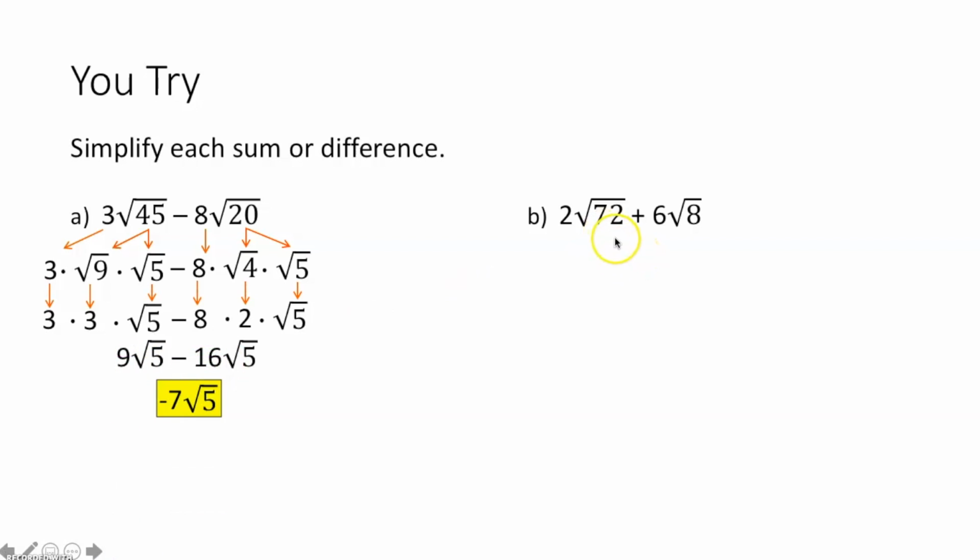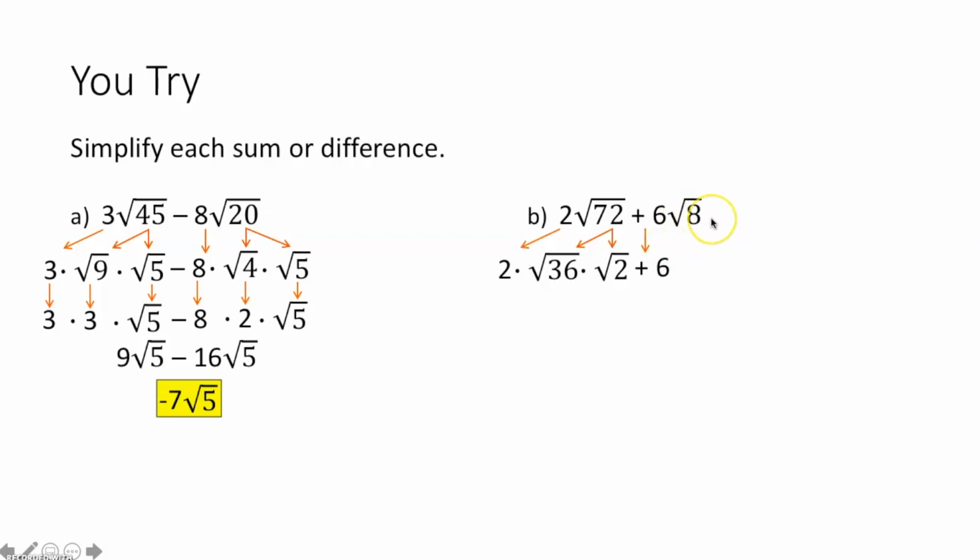Over here, doing the same thing. Do we have like radicals? No, we do not. But can we break up either of these? Yeah, we can break up both of them, I think. There's a perfect square that goes into 72, right? We take this 2, leave it out front, and then what perfect square goes into 72? How about 36? 36 times 2 gives you 72. On this side, this plus 6, we leave out front of that radical.